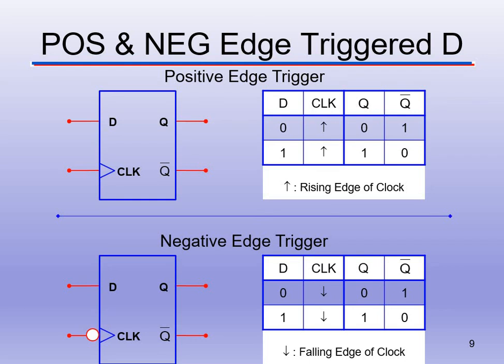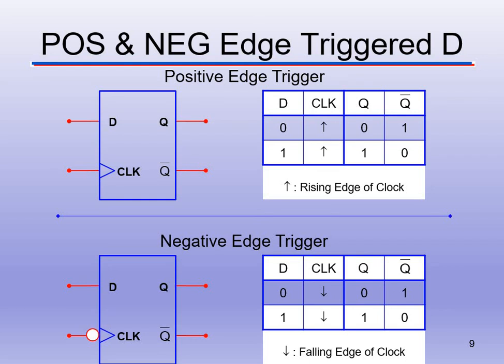If we have a rising edge clock or a falling edge clock, notice the difference. The positive edge trigger, notice what the schematic looks like for the D flip-flop. We have D, clock, Q, and Q bar. Notice the negative edge trigger, there is a bubble before the clock. So what are we doing? We're inverting the clock signal. So that's how we can make a negative edge trigger.